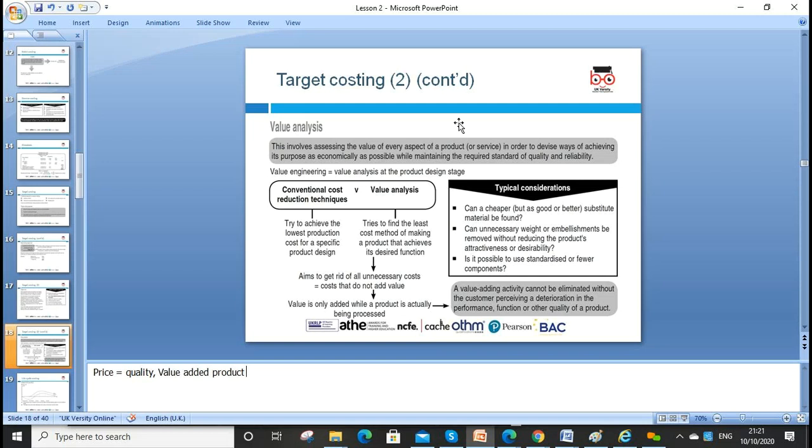Types of consideration: can a cheaper but good and better substitute for the material be found? Can unnecessary weight or embellishment, I mean waste, be removed without reducing the product's attractiveness or desirability? Or is it possible to use standardized, fewer components? So a value-added activity cannot be eliminated without the customer perceiving a deterioration or a loss in performance, function and quality.